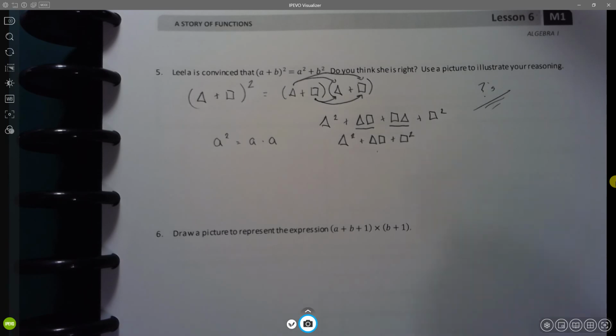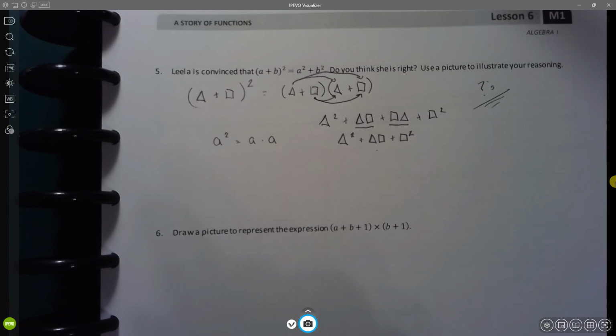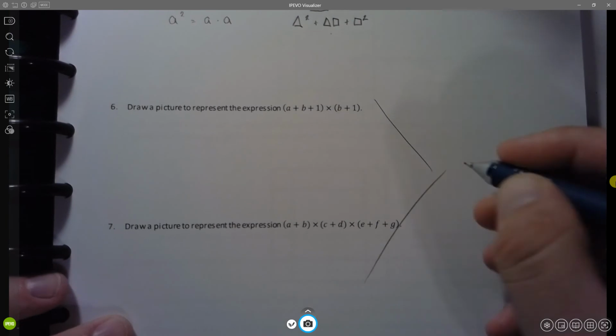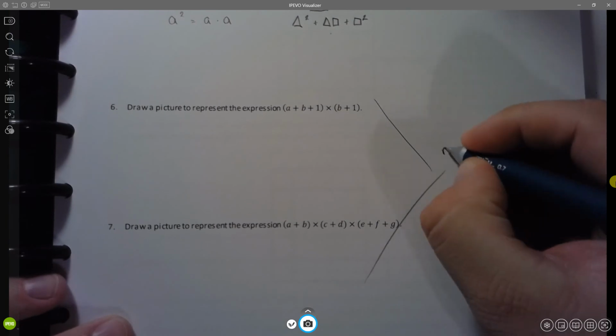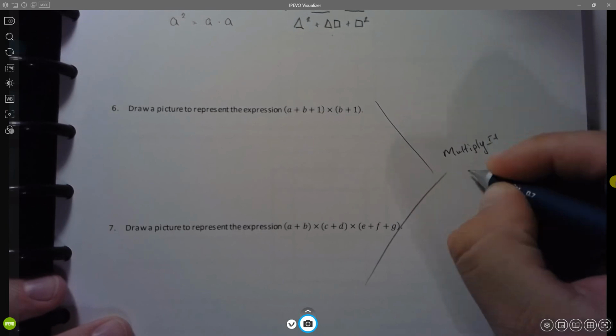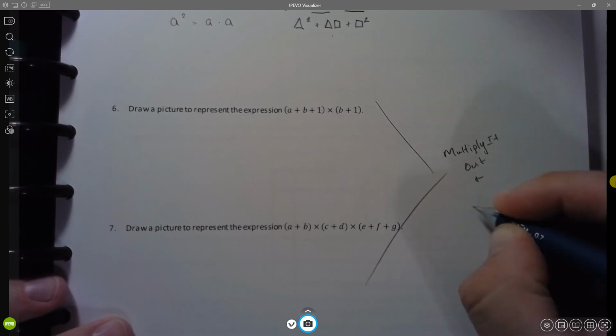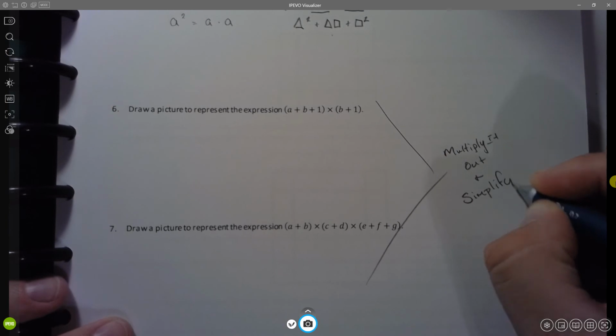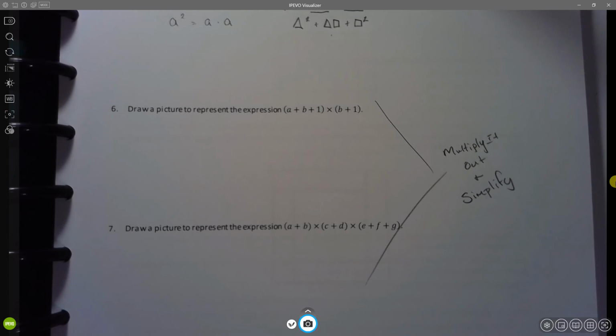Like, for example, 6 and 7. I don't want you to use pictures. What I want you to do for 6 and 7 tonight, okay, is actually multiply it out and simplify. I just want to see if you can use the distributive property effectively to solve these types of problems. Okay?